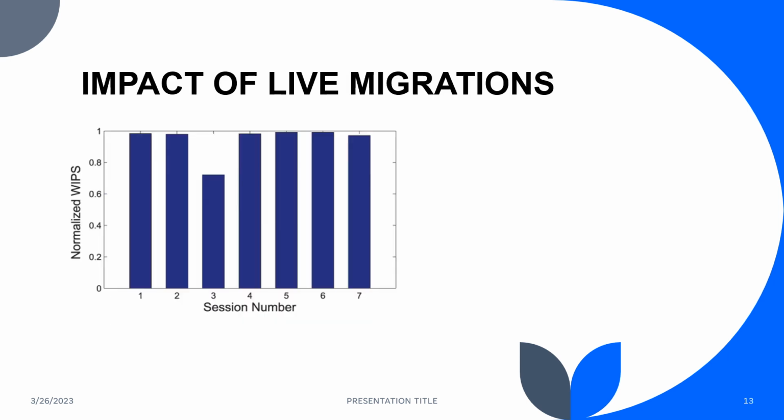Finally, we talk about the impact of live migrations. To solve the hotspot or the cold spot problem, we are moving a virtual machine from one physical machine to another, which is called live migration. And there was an experiment conducted and listed in the paper about the impact of these live migrations on the virtual machine or the requests. And it was observed that there was little to no impact from the live migrations.